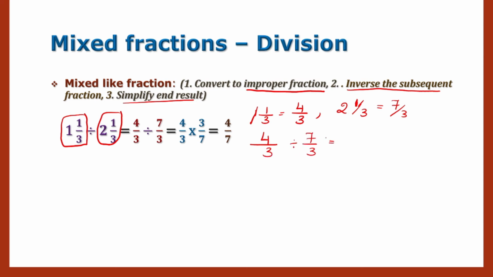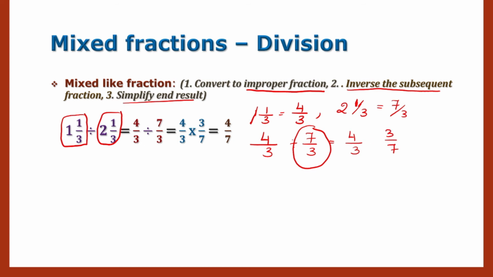As usual, the first term, which is the antecedent term, remains the same. So 4 by 3 is written as it is. And then we have to take the reciprocal of our second term. So the numerator comes to the denominator, which is 7 is written in the denominator. And the numerator is 3.